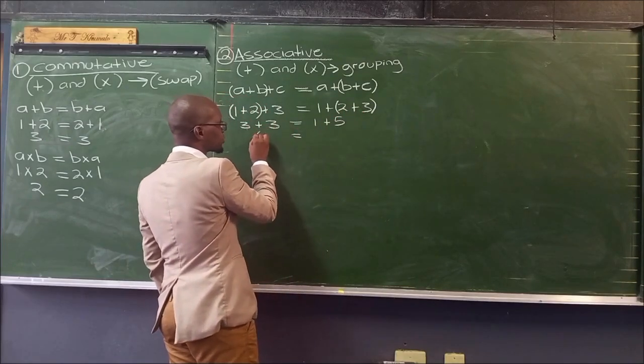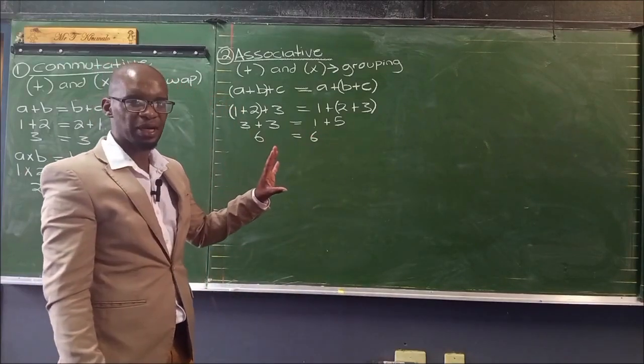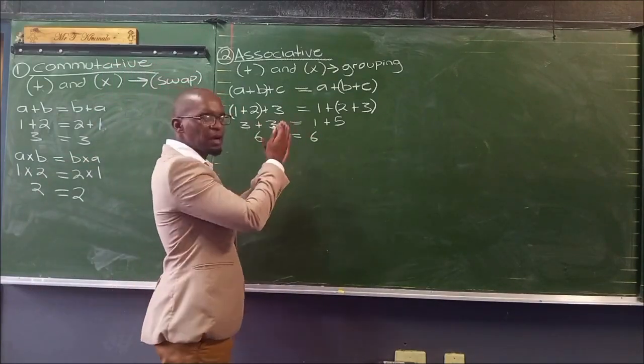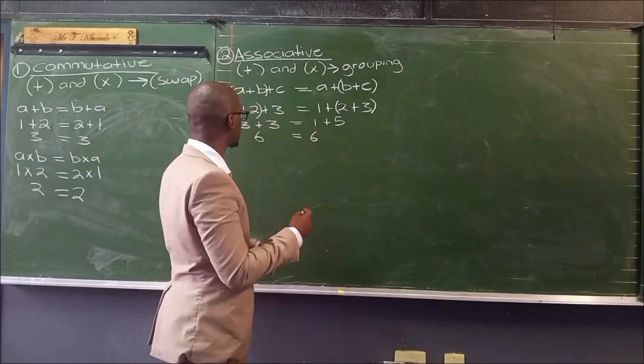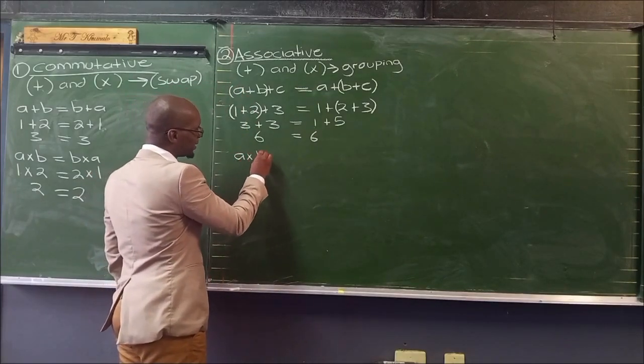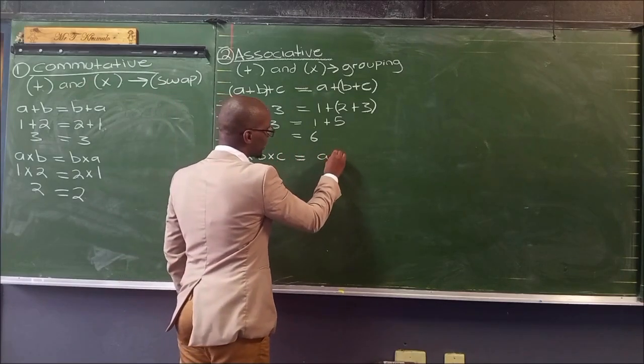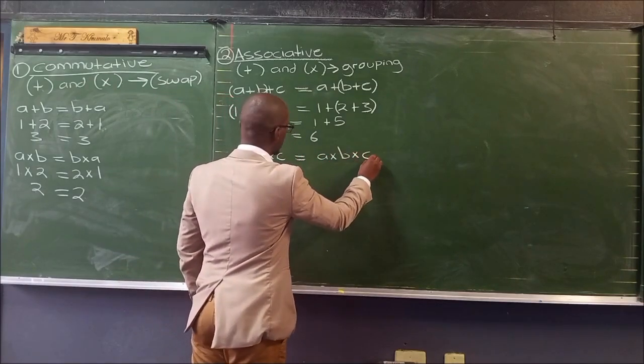3 plus 3 is equal to 6. 1 plus 5 is equal to 6. So when I add numbers, it doesn't matter how I group them, my answer will still be the same. Again, when I multiply numbers, it doesn't matter how I group them, my answer will still be the same.